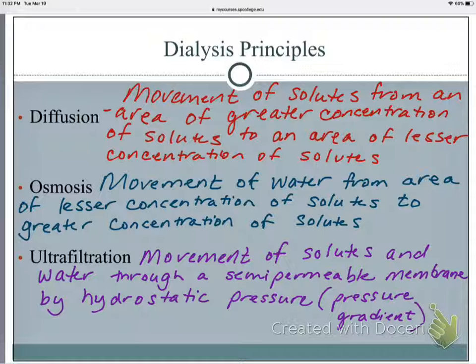Ultrafiltration is the movement of solutes and water through a semipermeable membrane by hydrostatic pressure or a pressure gradient. So there is a pressure gradient across the membrane, which leads the water and fluid to be removed. So it's more of a pressure gradient. And I would focus on these definitions. They're right in your book, okay?